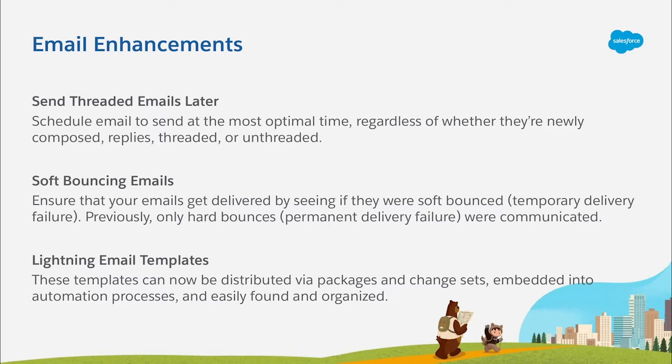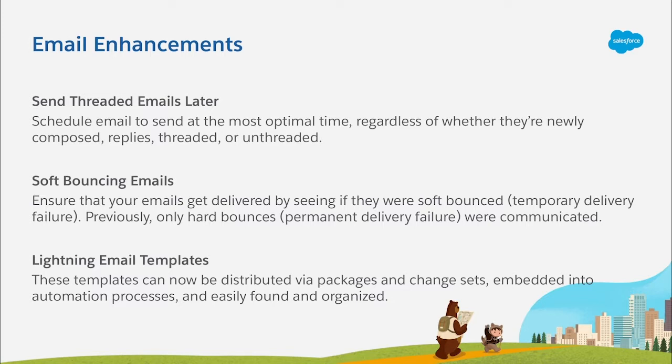Previously, I would have only seen if the email hard bounced. If, for example, I mistyped Kate's email and the email sent to a non-existent address. But now, I'll also be notified if the email soft bounces. Soft bounces happen sometimes when the recipient's email inbox is full or when there are DNS routing issues.